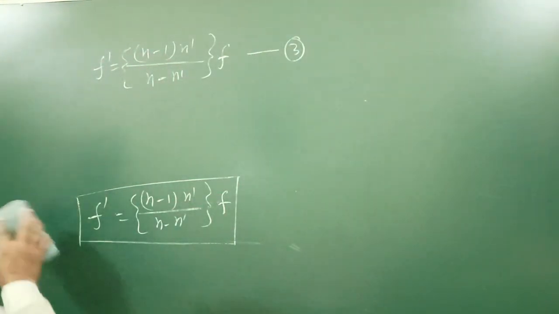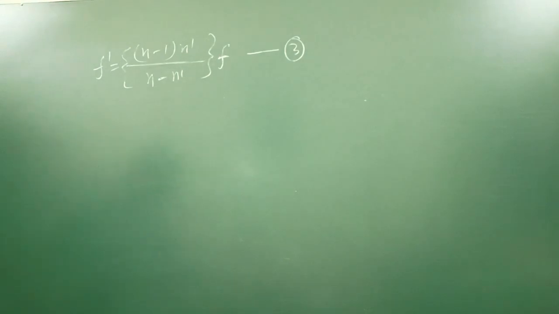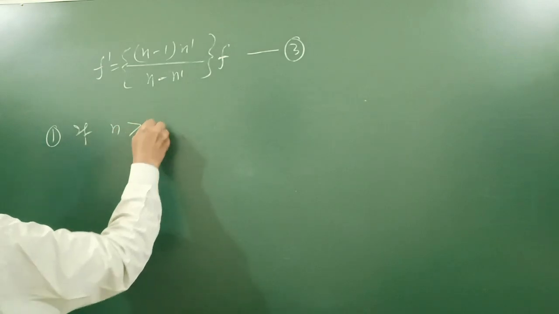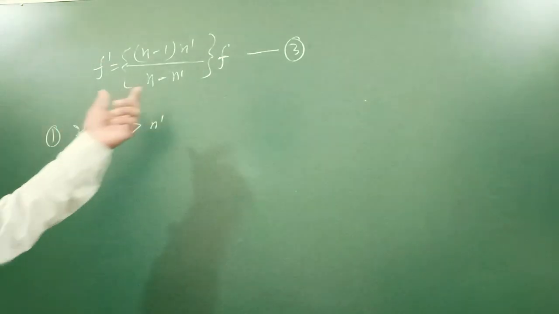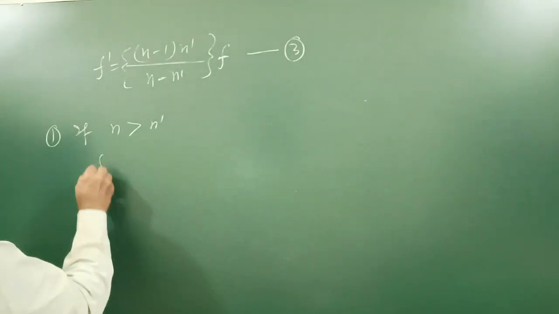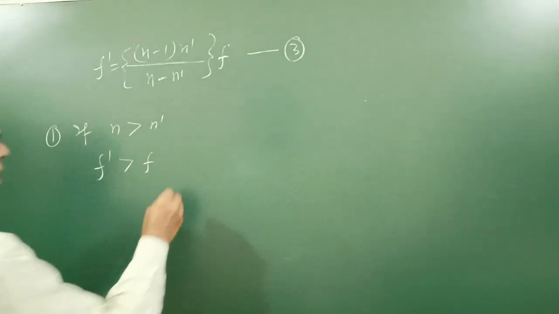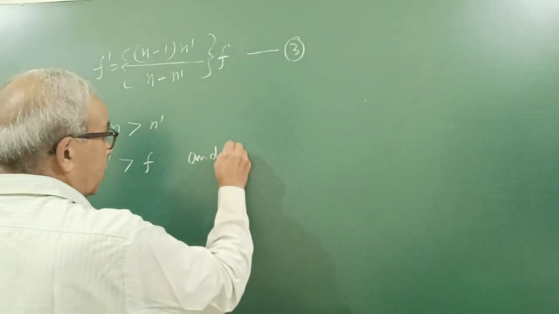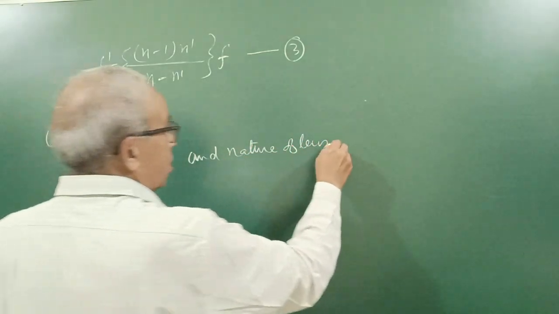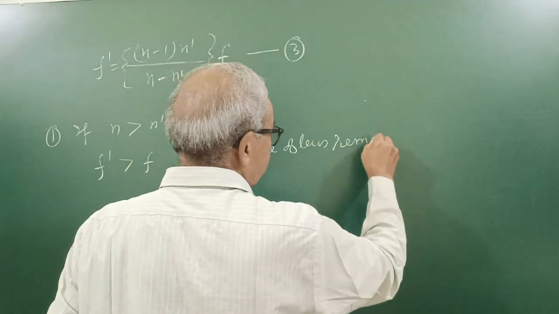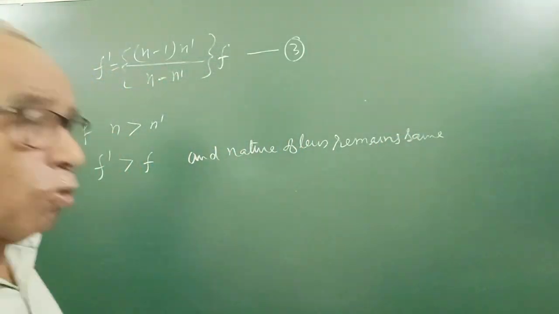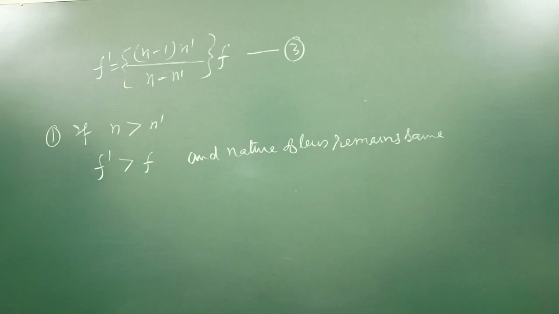Now, here I want to discuss number one thing. If n is greater than n', the numerator will become less than 1 but remain positive, then f' will be greater than f, and the nature of the lens remains the same. That is, convex behaves as convex, or concave remains concave.